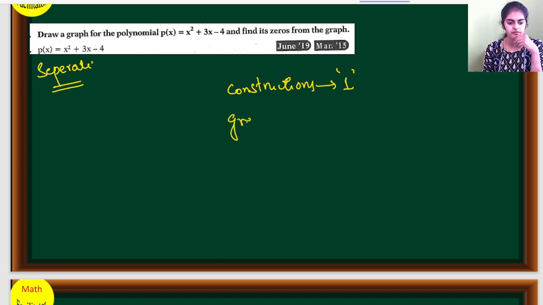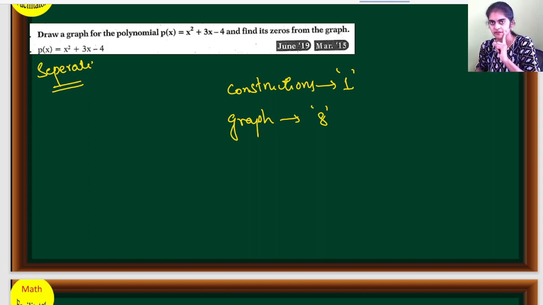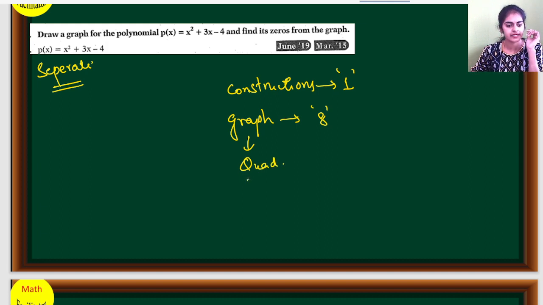Now graph is definitely at least one 8-mark question. So graph, I have three graphs here. I have quadratic equation graph and polynomial graph, right? Quadratic equation, actually you don't have a graph. Polynomial and linear equation is important.